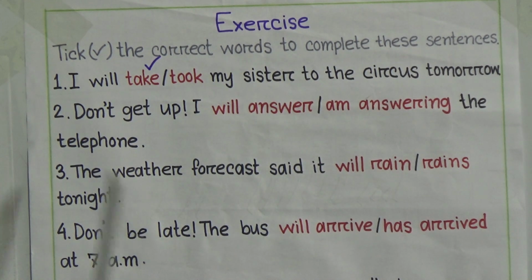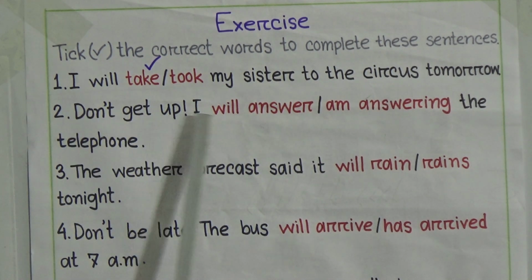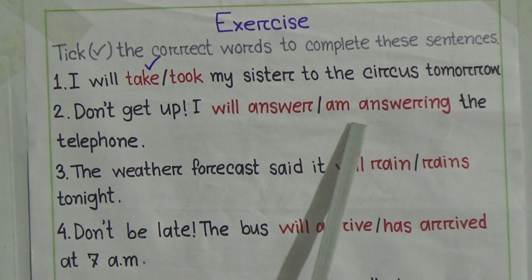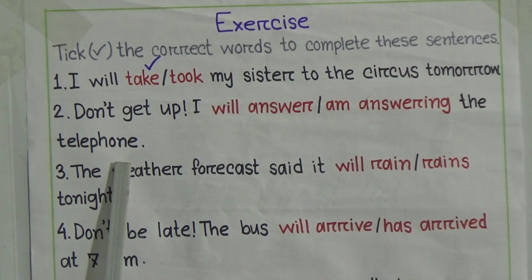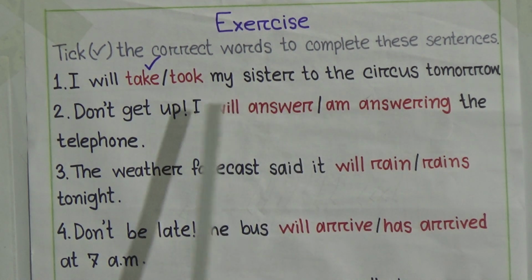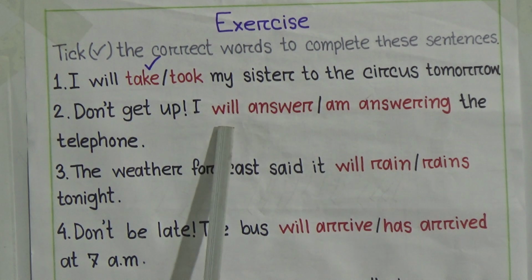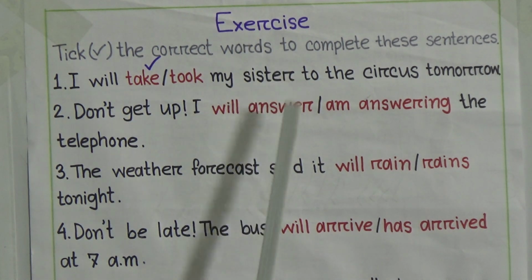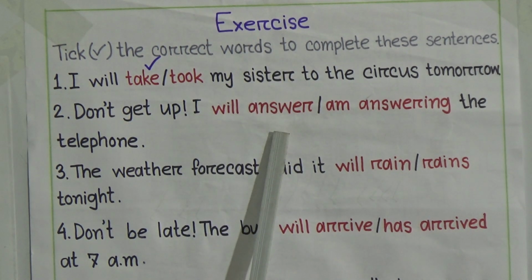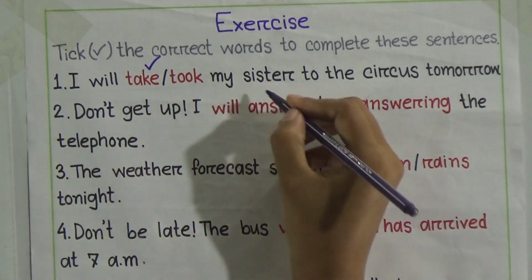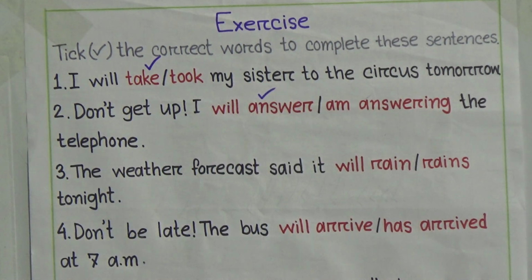Number 2, don't get up. I will answer or am answering the telephone. So we are talking about future time and we know the structure. After the subject, we have to use will or shall and then the base form of the verb. So definitely it will be will answer. Don't get up, I'll answer the telephone.